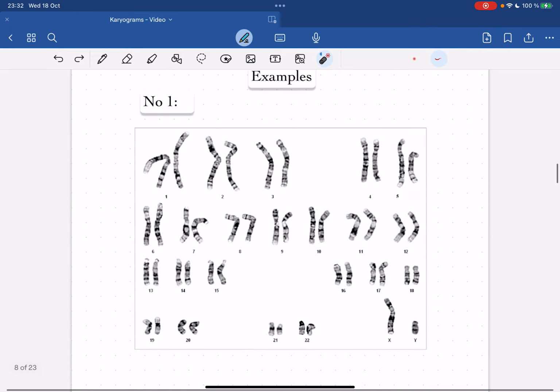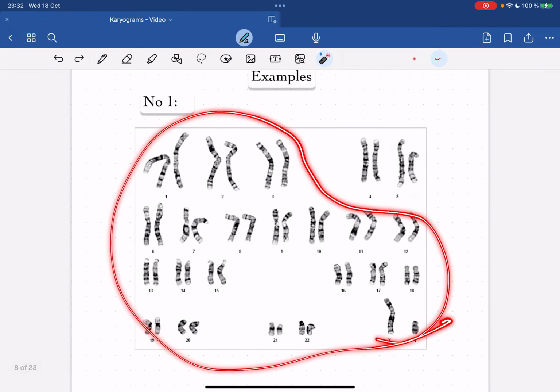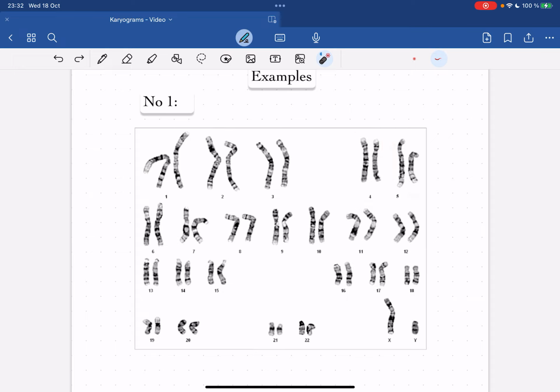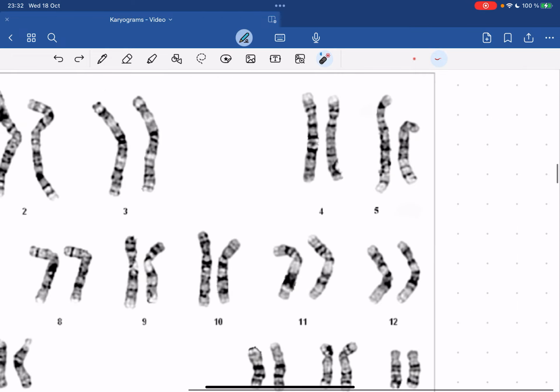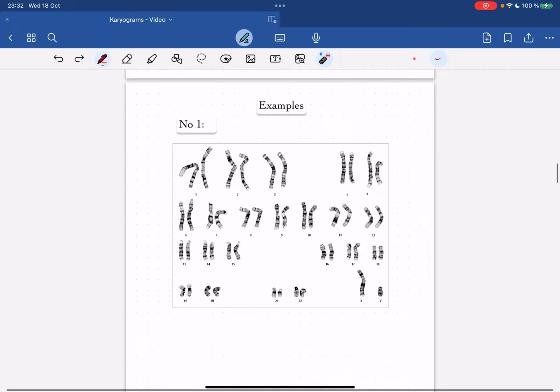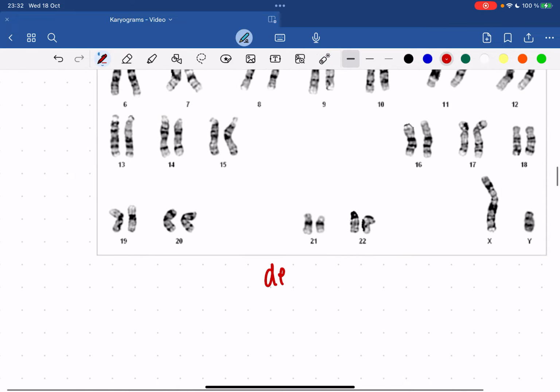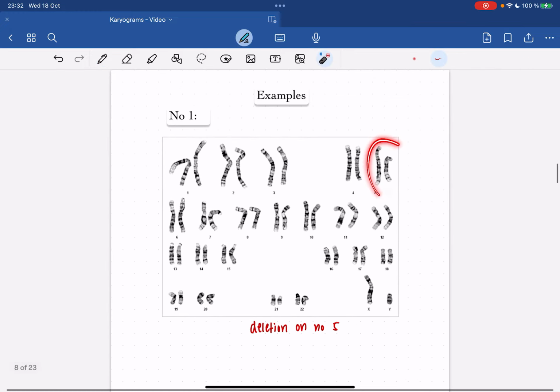So in this case, all other chromosomes look normal, even this one. But here it looks like something is missing from this chromosome. And that way we know it's a deletion on number 5. That's important to write. Deletion on number 5.